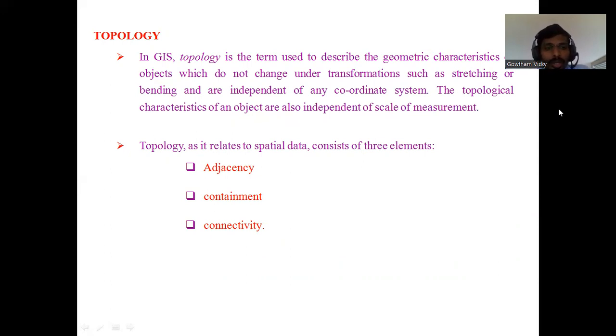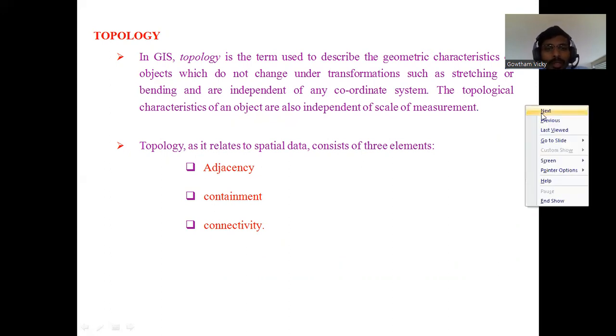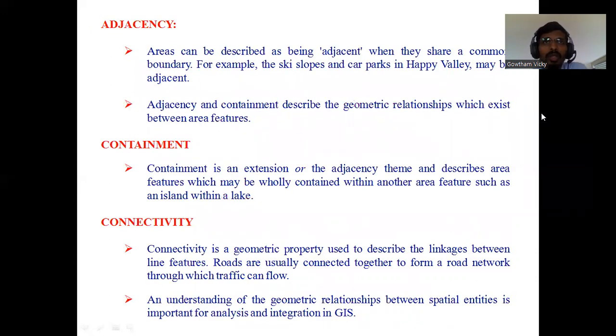In this topology, it relates to spatial data. So these three major types, adjacency, containment, and connectivity, can be used in both cases. Areas can be described as adjacent when they share a common boundary. For example, the ski slopes and the car parks in Happy Valley may be adjacent.